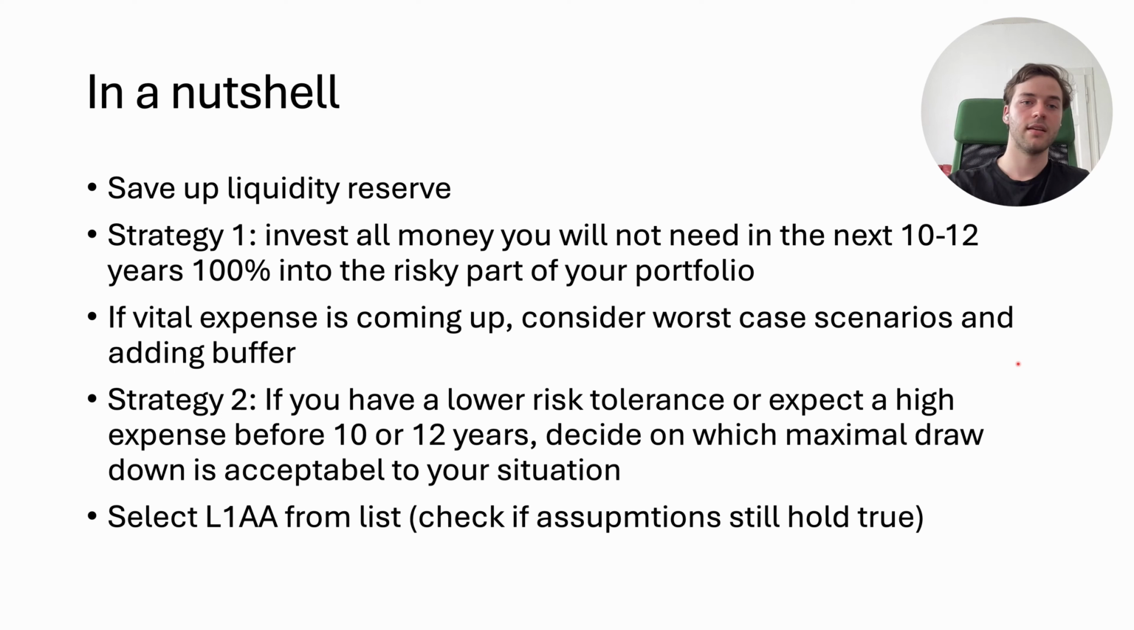Then strategy 2, you have a lower risk tolerance in general, or you expect a high expense before the 10 or 12 years, or whichever number you come up with. In this case, decide which maximal drawdown is acceptable for you in your situation, and select a portfolio composition from the list I showed you before that makes sense for you. And of course, important, check if the assumptions still hold true, and if not, try to find more up-to-date information.